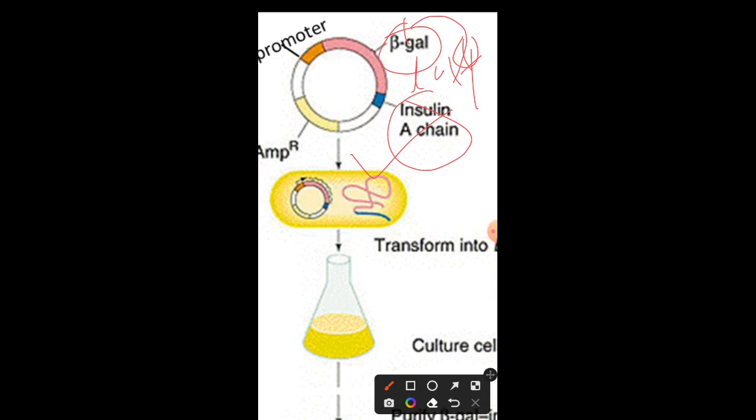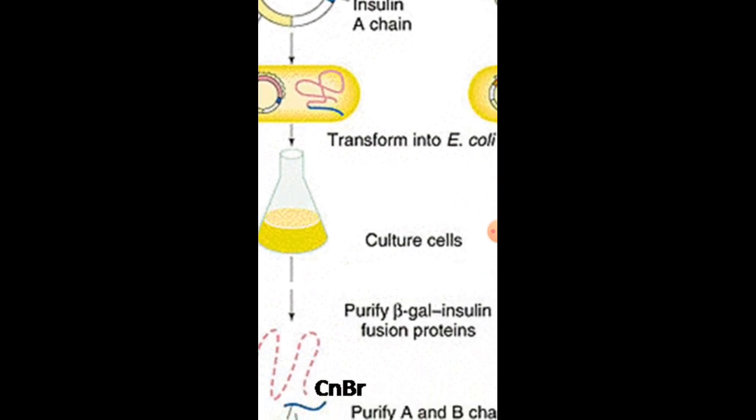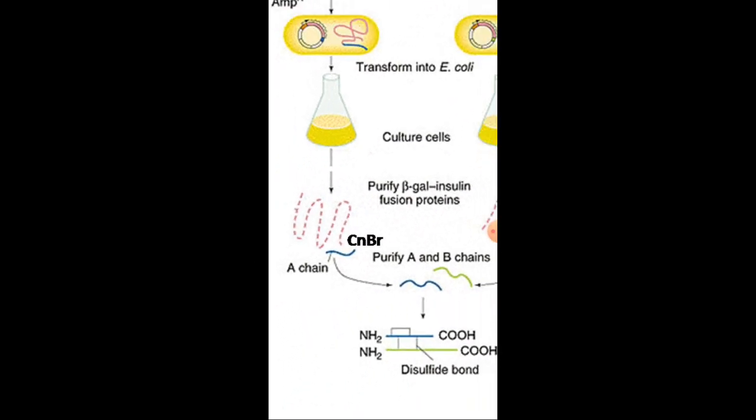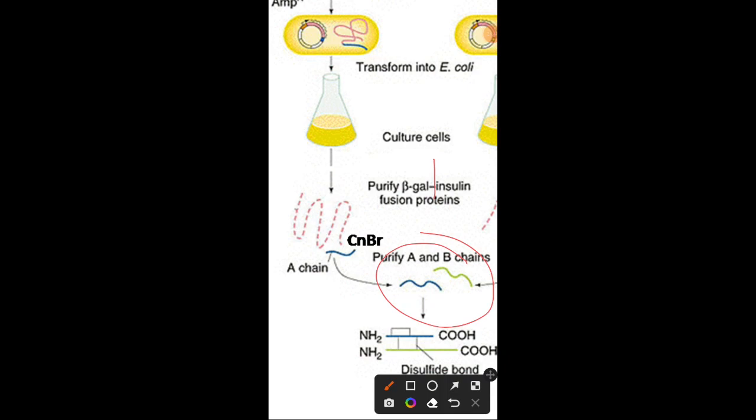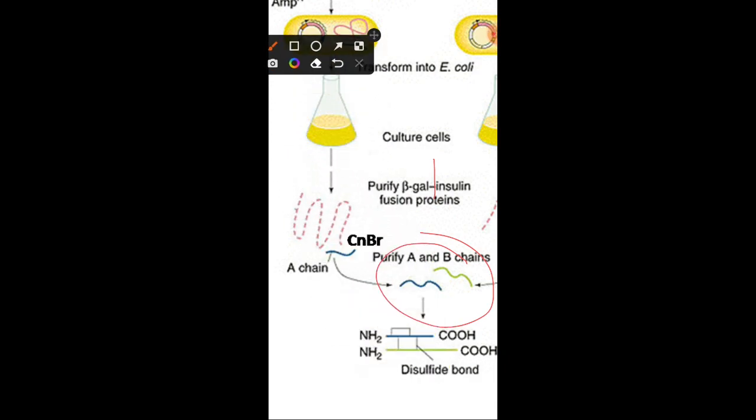After purification, we will add CNBr. This CNBr will cleave at the methionine and separate the beta-gal from the insulin chains. So now we have purified A and B chains. Now we will form the disulfide bonds between the purified A and B chains under appropriate conditions, and in that way we can generate active insulin with the help of recombinant DNA technology.